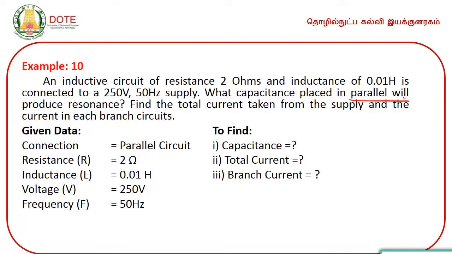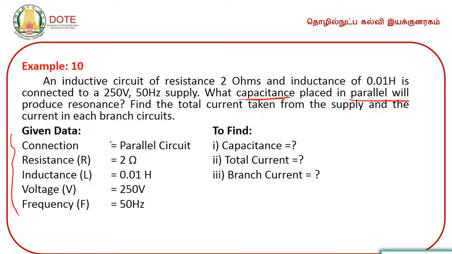So, this problem is different from the previous two problems we have done already, because in those they gave all the parameter values R, L and C, whereas here, for the condition of resonance to happen, we need to find out the value of capacitance. That is the only difference. Find the total current taken from the supply and the current in each branch circuit. So, first we will write down the given data.